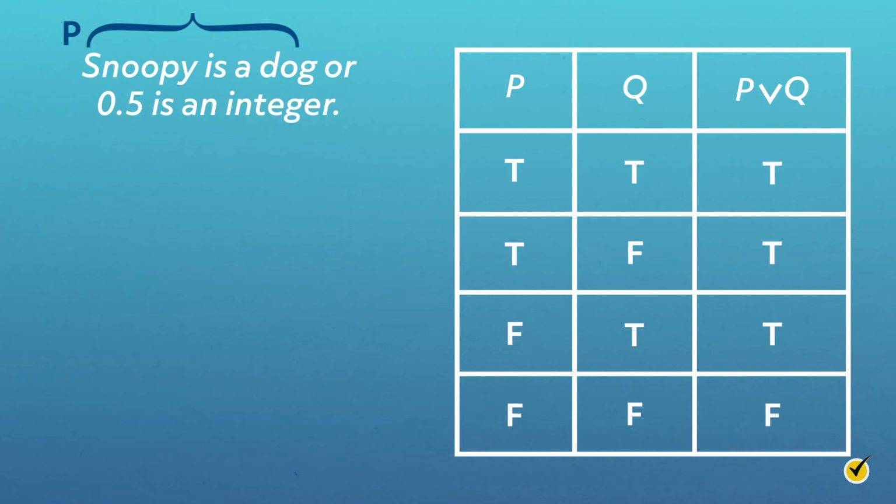The statement Snoopy is a dog or 0.5 is an integer is true according to the table because P, Snoopy is a dog, is true, and Q, 0.5 is an integer, is false.